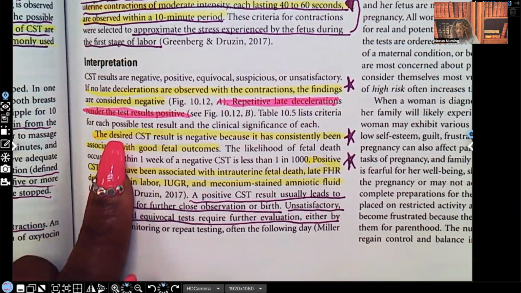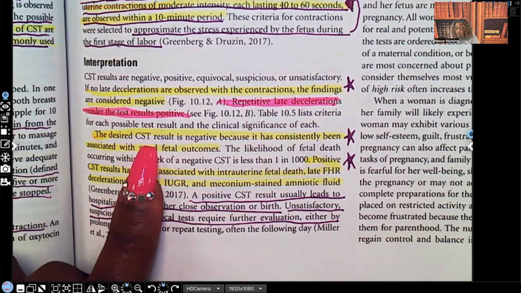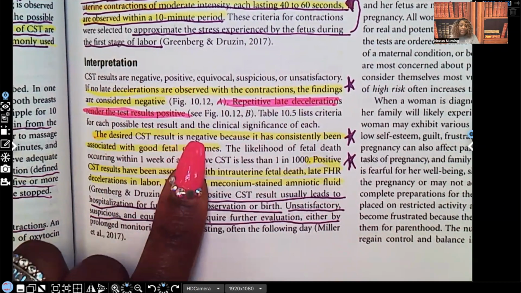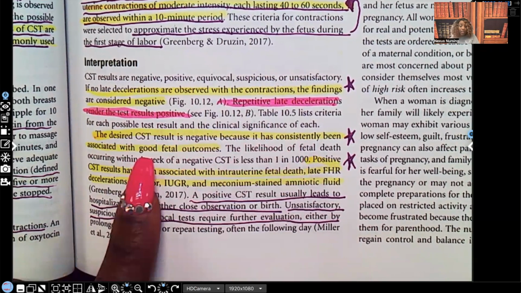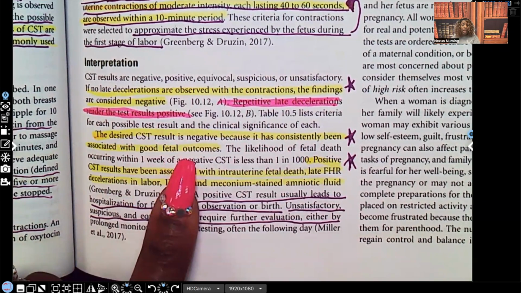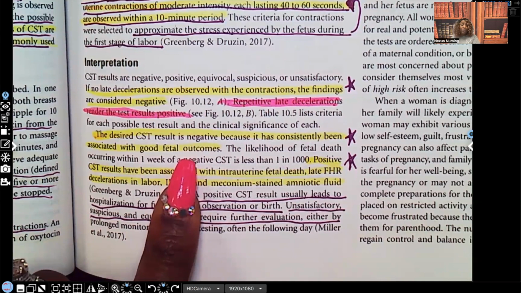Let's keep going. The desired contraction stress test result is negative because it has consistently been associated with good fetal outcomes. When that test is negative, that's letting us know we're not seeing those late decelerations, and it's very likely the fetus is going to be able to survive the labor process.